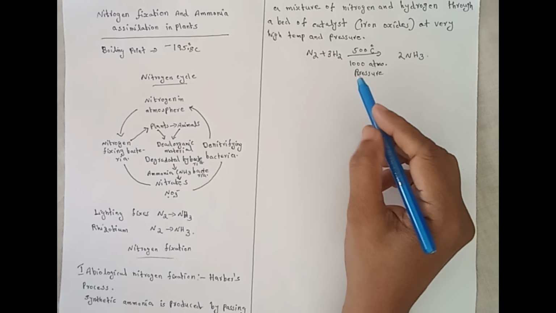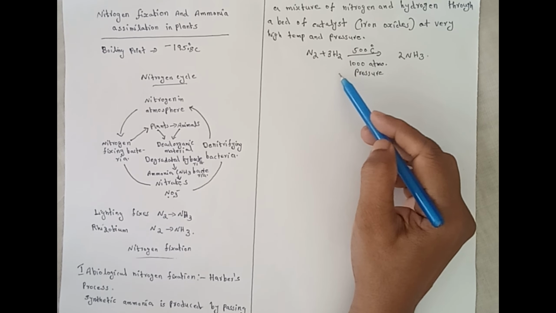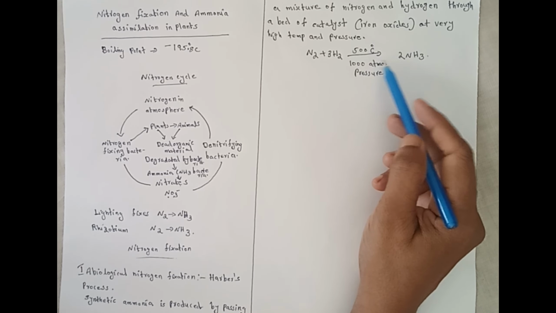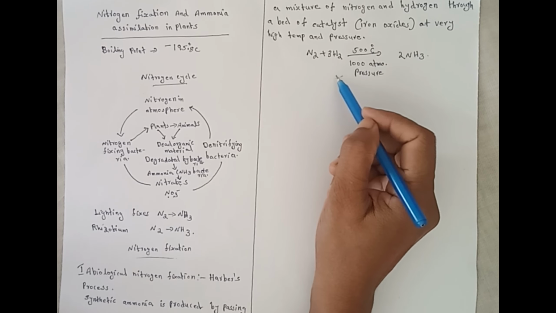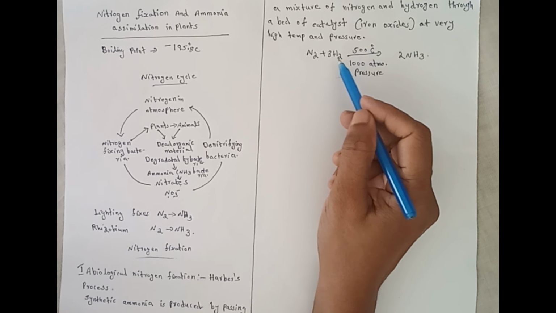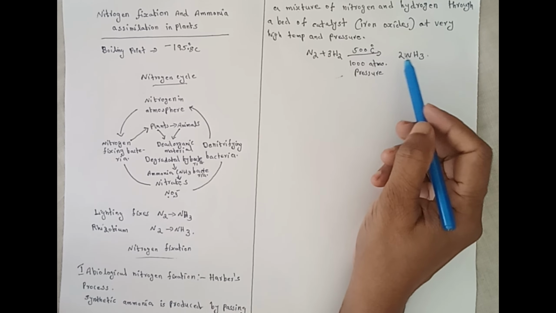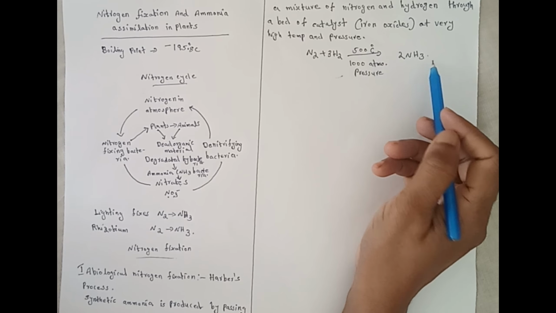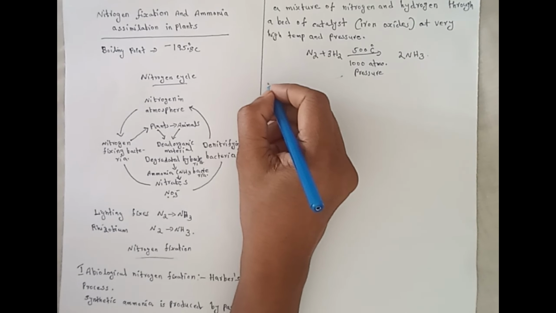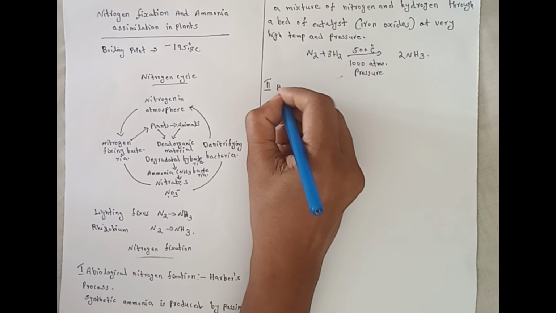This is the formula of abiological nitrogen fixation, that is Haber's process. Nitrogen and hydrogen at 500 degrees centigrade and 1000 atmospheric pressure are converted to ammonia. Then second, biological nitrogen fixation.